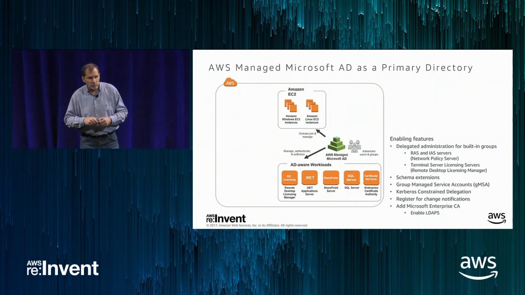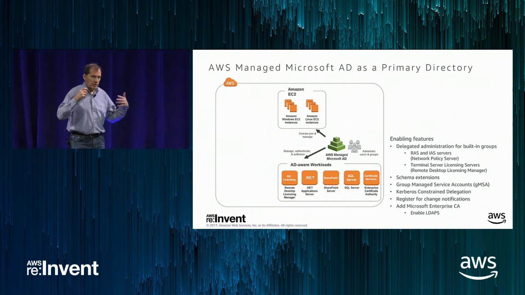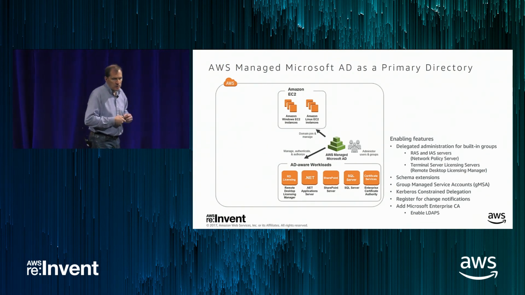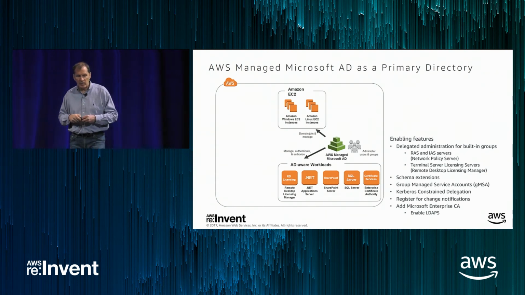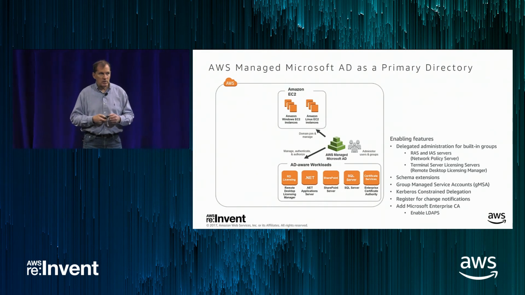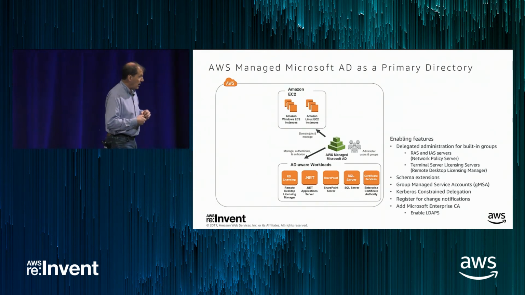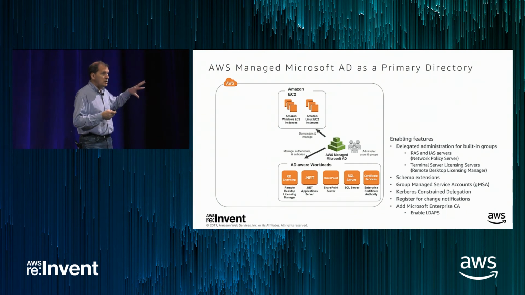You can also register for change notifications in the directory. So if something happens with a change in the directory, then your application can be notified. That's something that SharePoint uses. And as I mentioned, you can add the Microsoft Enterprise CA to the directory and automatically assign certificates to machines. And that, as an example of that, you could enable LDAP-S in the directory by creating a certificate that auto-enrolls into the managed domain controllers that we have.